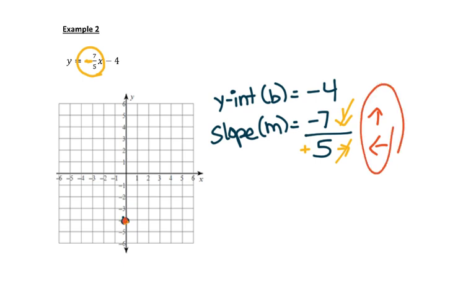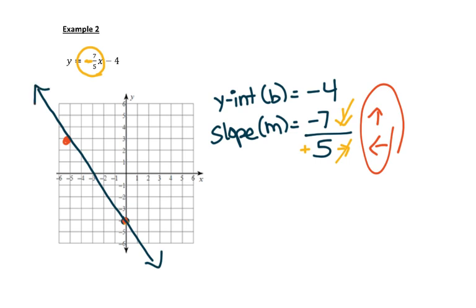So I'm at my starting point. I have to count up 7. So 1, 2, 3, 4, 5, 6, 7. 1, 2, 3, 4, 5 to the left. And then I take my ruler and I connect these.